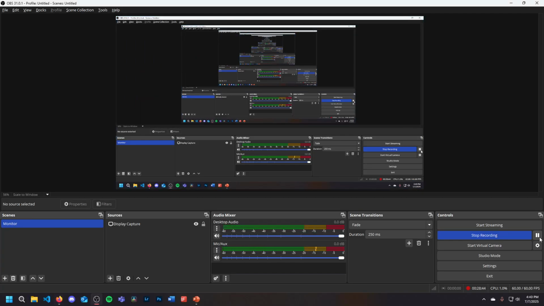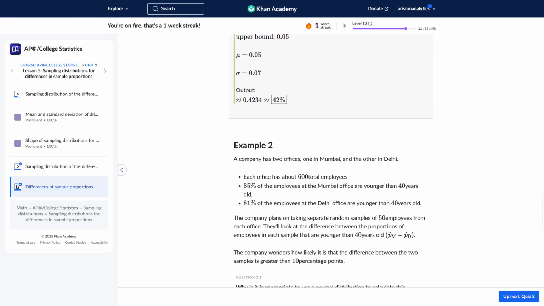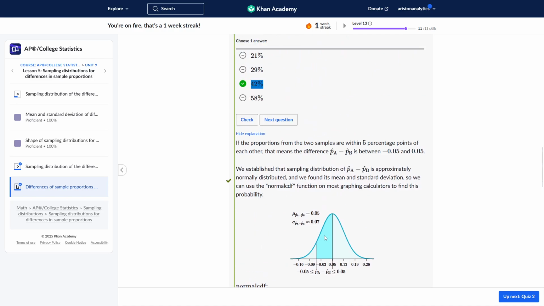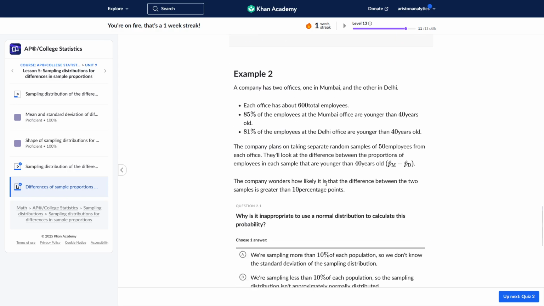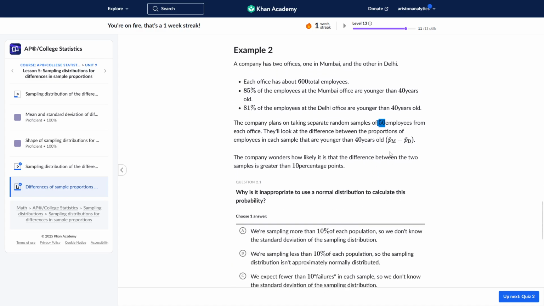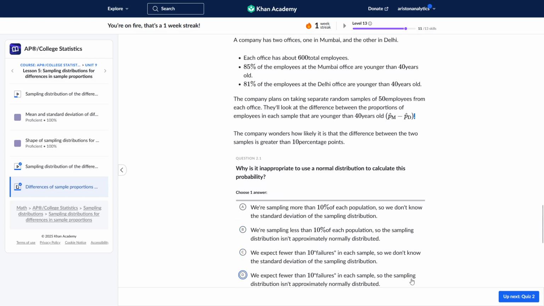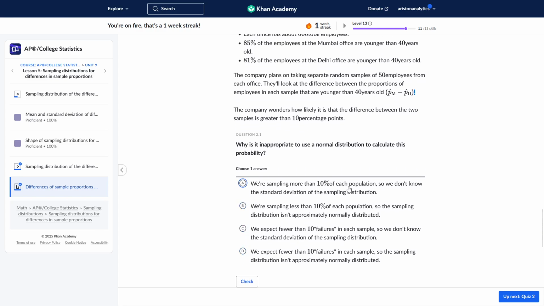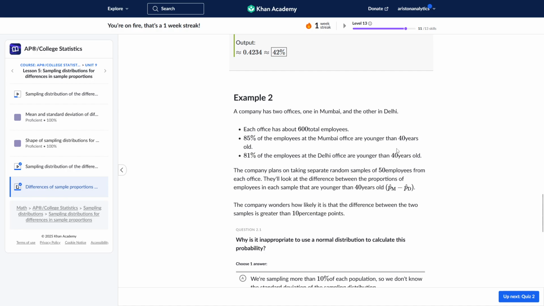Okay. Inappropriate to use normal distribution. The sample size is 50, so each of these would fail the assumption for independence. Not standard deviation. Oh my god. I meant to assume that the combination, P hat M minus P hat D, would be normal. Yep.